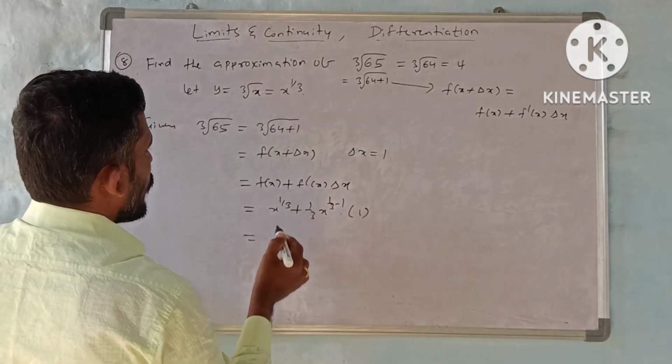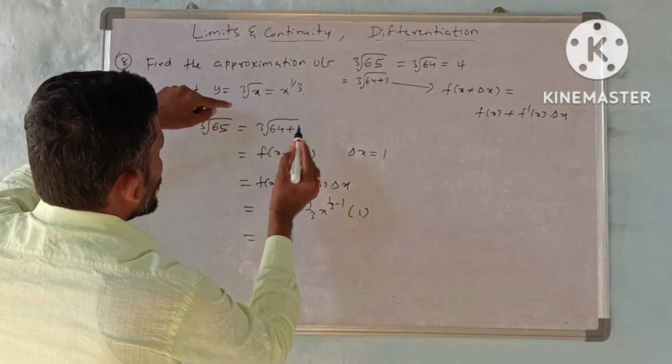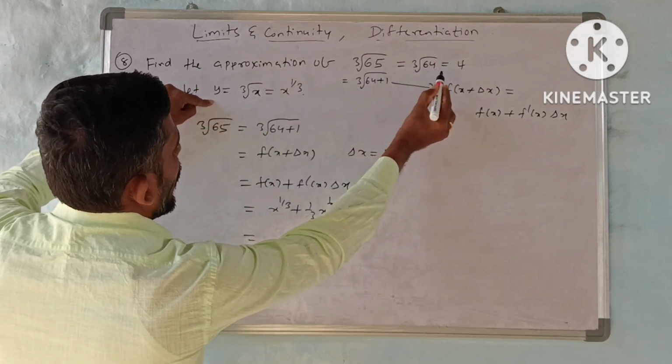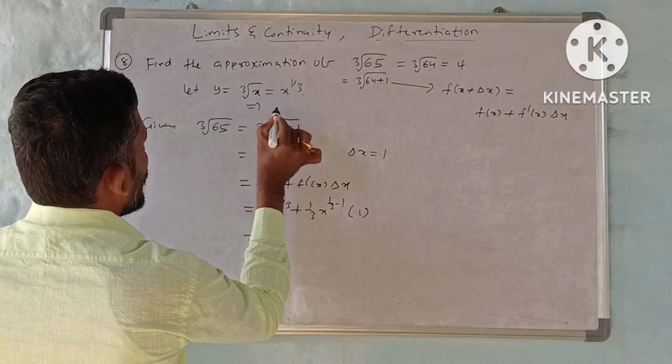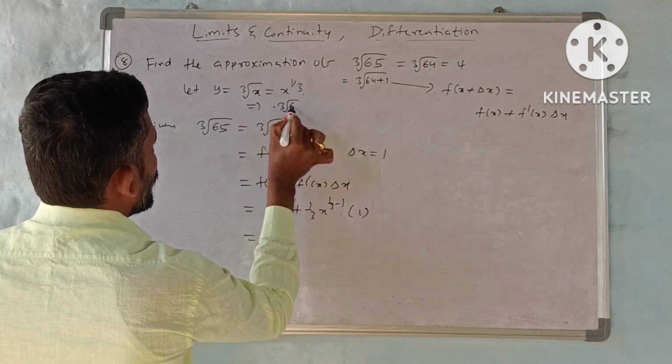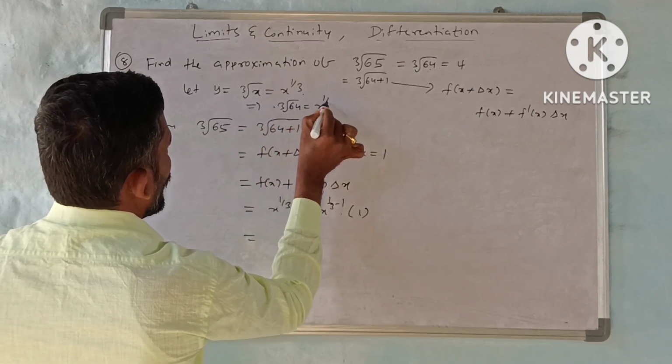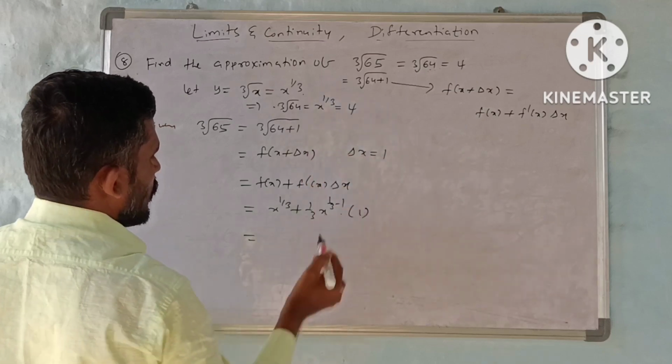Next, x power 1/3. x power 1/3, where x we have taken as 64 only. So this implies I am taking the cube root of 64 as x power 1/3. If I take this, we will get 4.